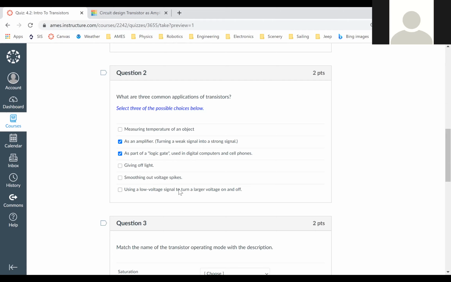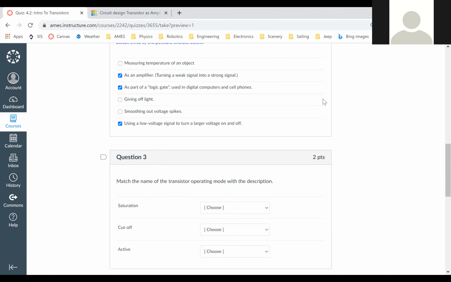Using a low voltage signal to turn a larger voltage on and off, yeah, that's where, remember how we used the transistor to turn on that motor? And it was a 12-volt motor, but we were able to turn it on using the Arduino. So we're using the transistor in that case as an electrically controllable switch, which is also called a relay sometimes.